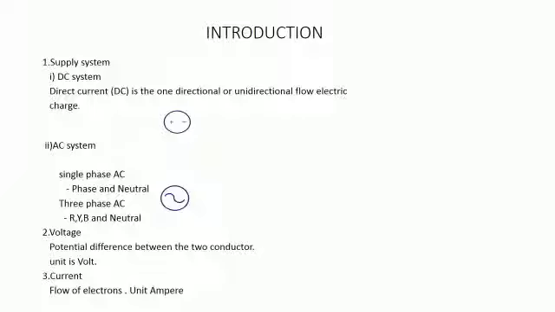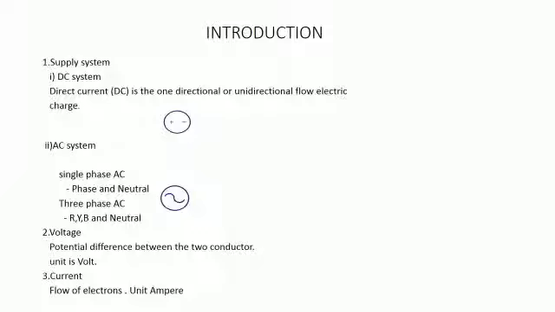Three phase AC consists of three phases R, Y and B, and another one is the neutral. The three phase voltage is 415 volt. From the three phase we can obtain the single phase. If we take any one phase and the neutral, we get the single phase AC supply.